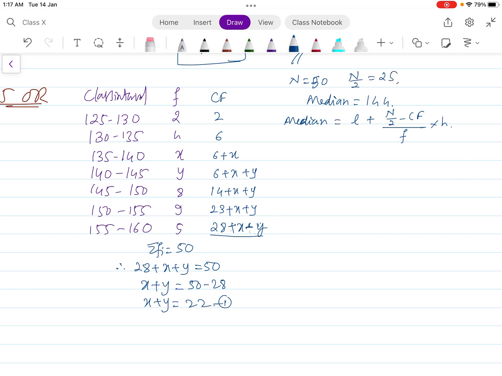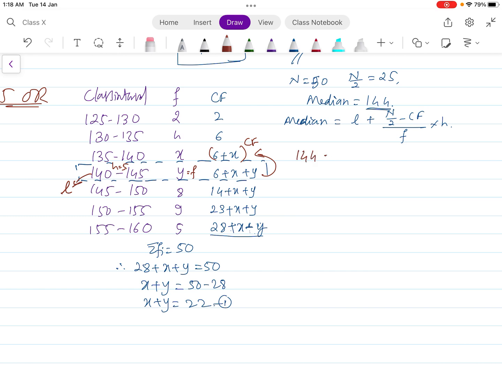So here that n by 2 is nothing but the 25th term, and also they have given the median. So the median is 144. So 144 belongs to this particular class, 140 to 145. So the CF value will become the preceding value. So this is nothing but our CF, and this y represents f, and this 140 represents the value of L, and also the difference between these two is nothing but h, which is 5. So directly I will try to substitute here. L is 140, h is 5. So all the other values are available.